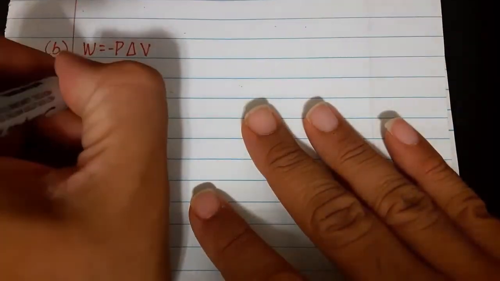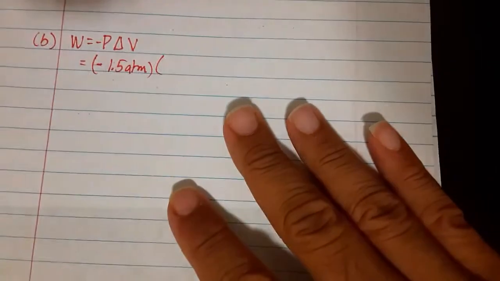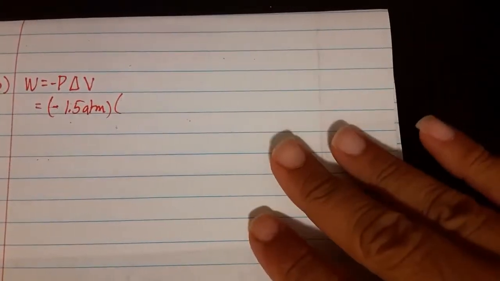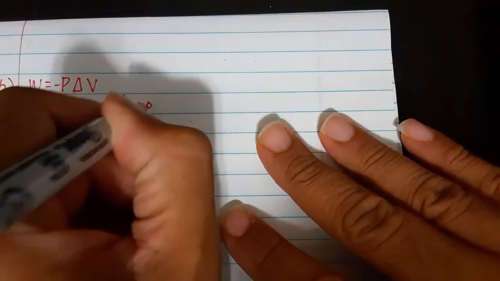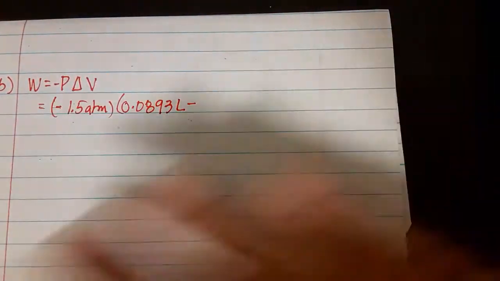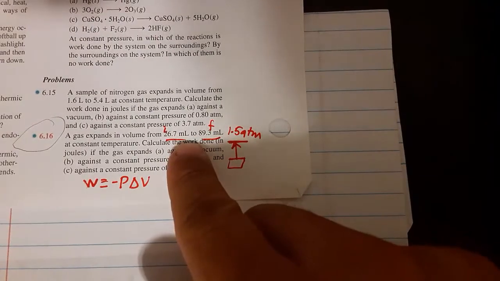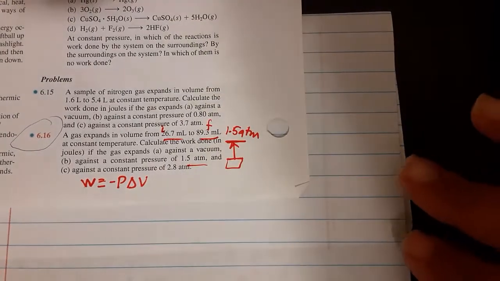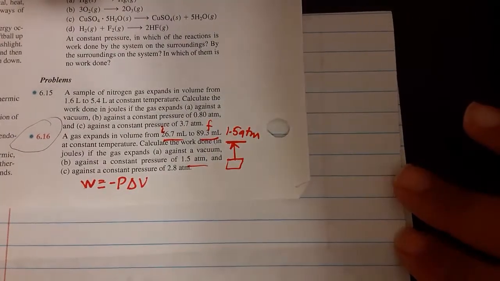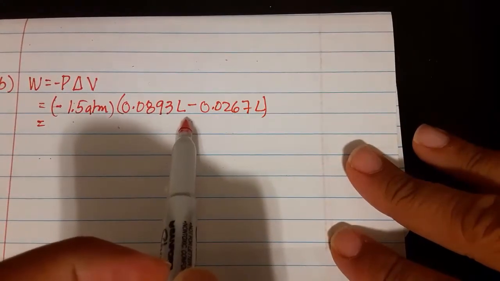So here we have minus 1.5 atmospheres. Our final volume is 0.0893 liters. Let's convert everything to liters here. Okay, that's our final volume, converting it to liters. Our initial volume is 26.7 milliliters. Let's convert that to liters, the SI base unit for volume. So that's going to be 0.0267 liters. All right, 0.0893 minus 0.0267.